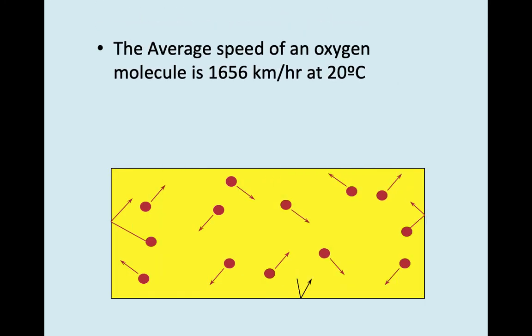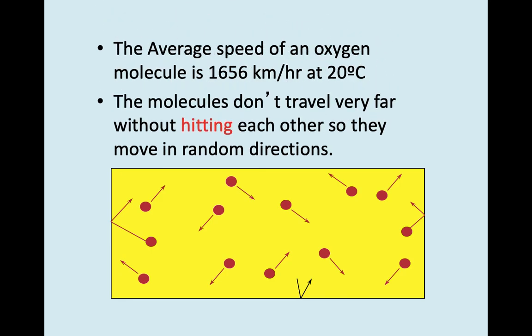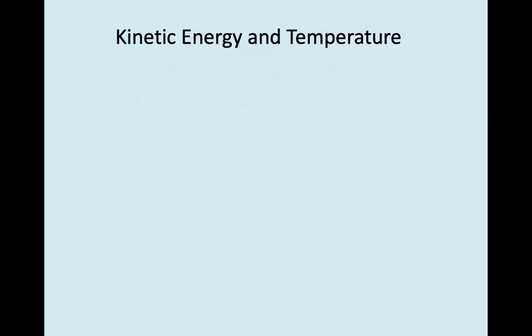So just to give you an idea, the average speed of an oxygen molecule is 1,656 kilometers per hour at 20 degrees Celsius. This idea of Celsius and temperature is going to become important in a second. And the molecules don't travel very far without hitting each other or hitting something else when they move in these random directions. Just to give you an idea of what we're talking about when we're talking about molecules moving.